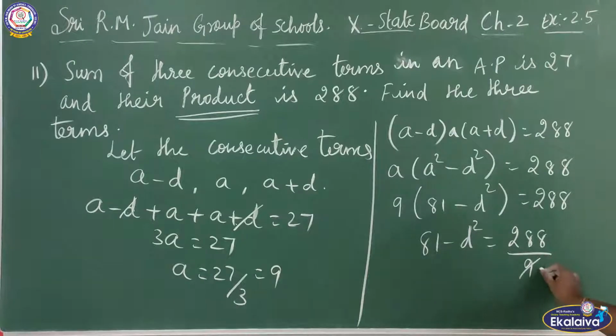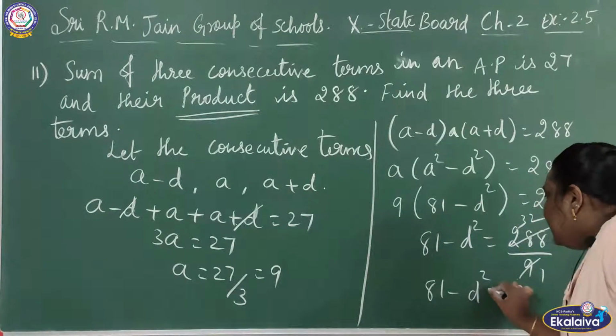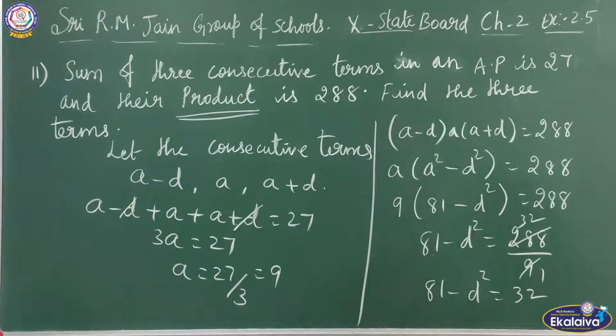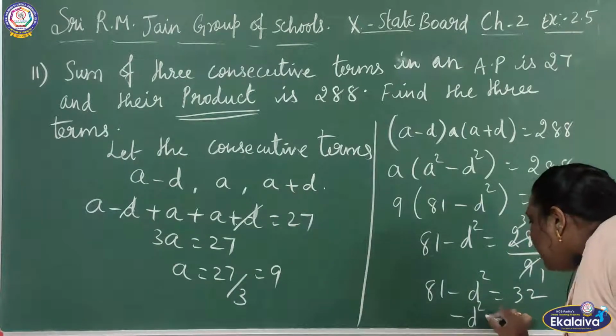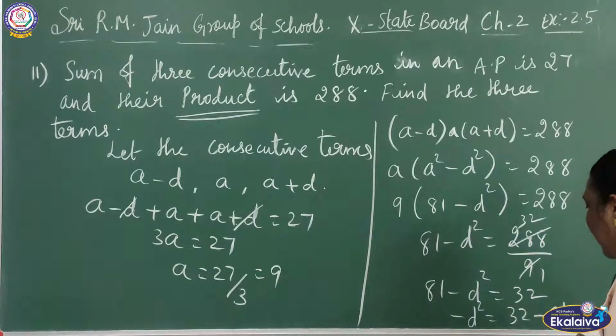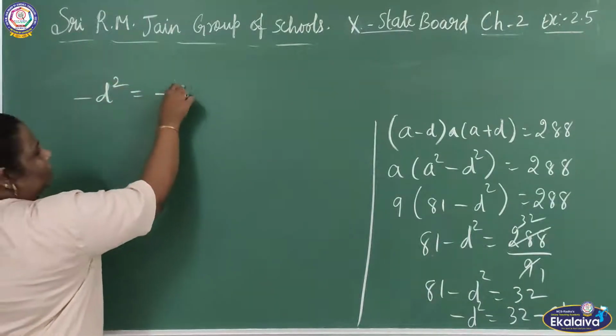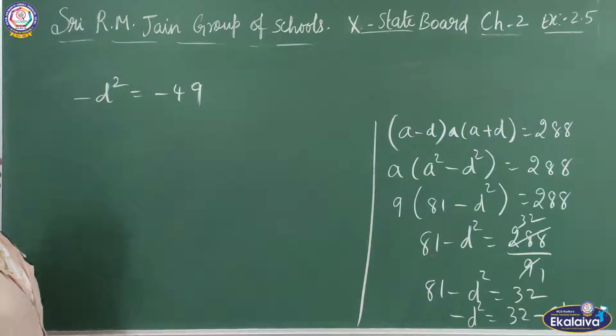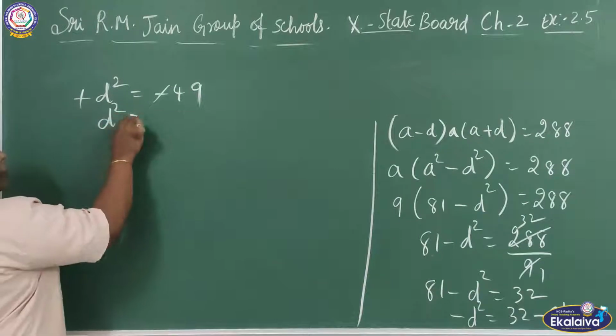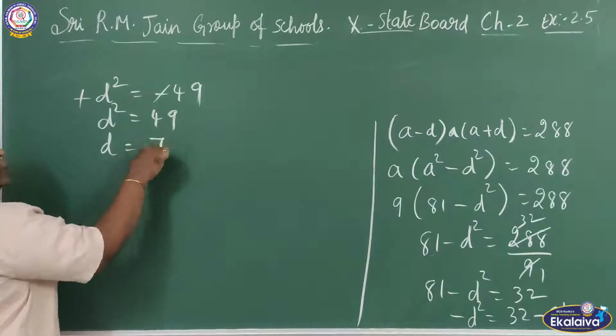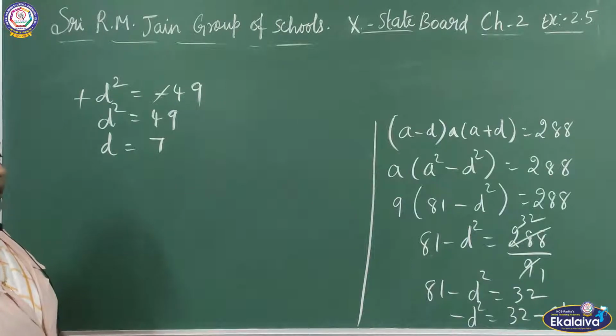288 by 9, what is the value? 9 3s are 27, 9 2s are 18, so it is 32. So 81 minus D square equal to 32. Minus D square equal to 32 minus 81, minus D square equal to minus 49. D square equal to 49. D equal to 7. You can take plus or minus 7, but you can take plus 7. D equal to 7.